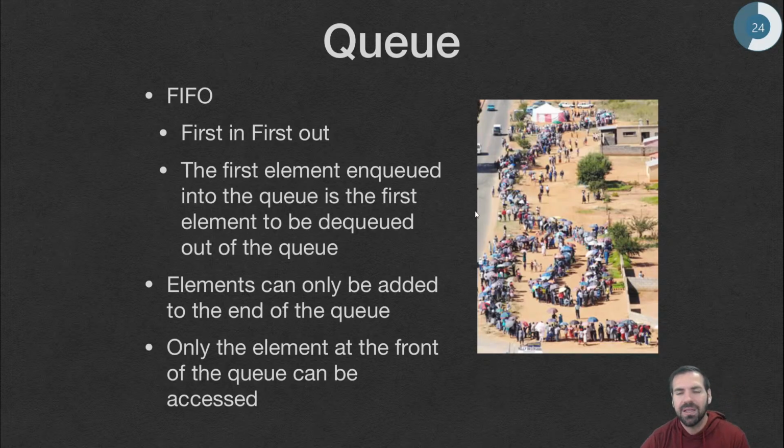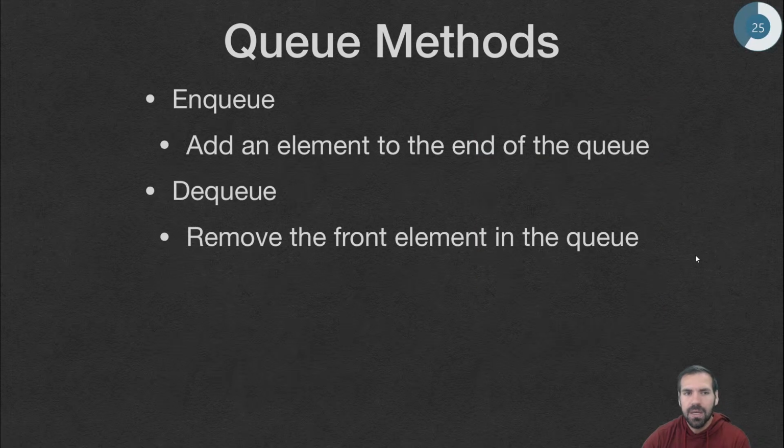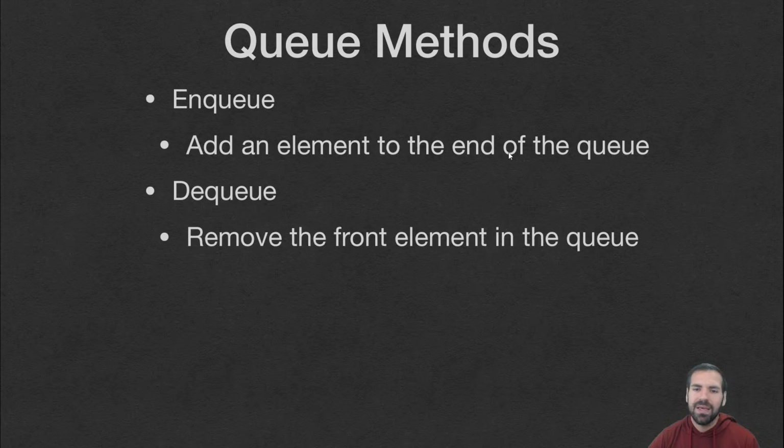Queue is similar to a stack, but different order. It's first in, first out. So anytime you queue up for any line, that's the concept we're talking about here. You queue up at the end and you're removed from the front. So our two methods here are InQ and DQ. InQ to the end of the queue and DQ from the front.